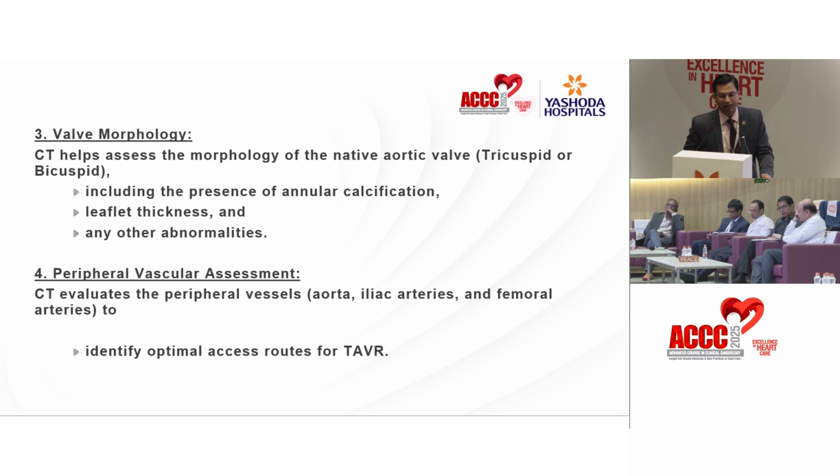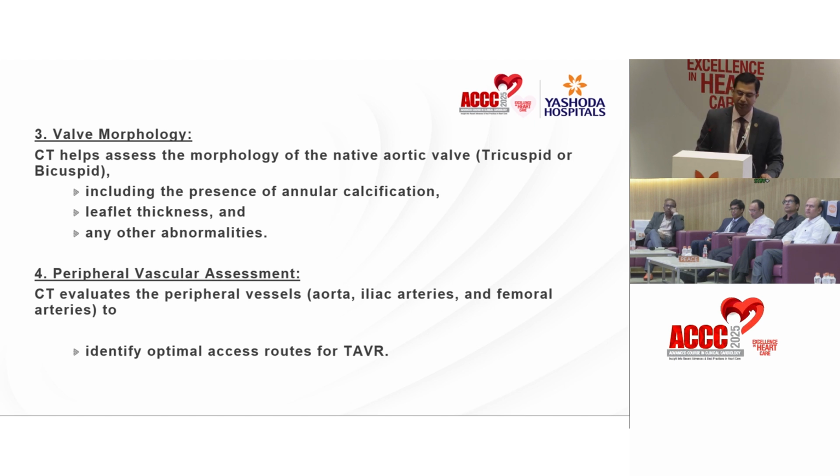Coming to valve morphology, one thing that needs to be looked into is whether our valve is a tricuspid valve or a bicuspid valve. And definitely, annular calcification is a very important determinant, not just of the outcome, such as whether you are going to have a PVL, but also of the safety of the procedure, along with leaflet thickness and any other abnormalities. This is more important in bicuspid aortic valves, which are very common in our societies, our geography, where we see more and more patients having bicuspids than tricuspids. The leaflets can be lengthy, and even the coronary height, which may look adequate, may not be sufficient.